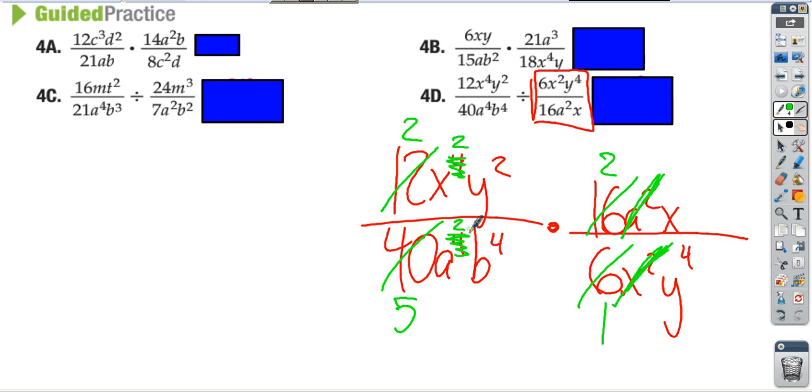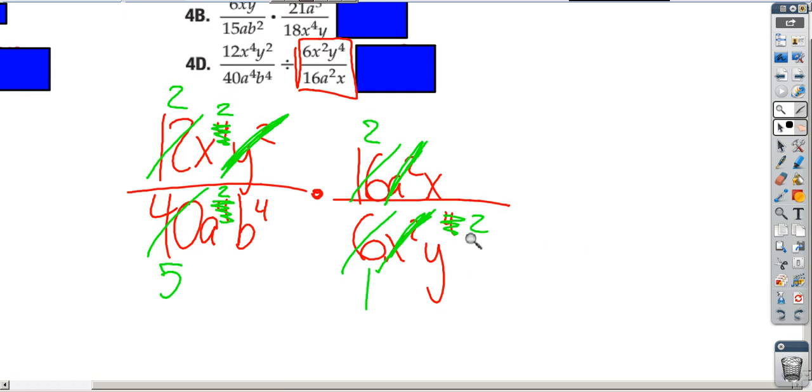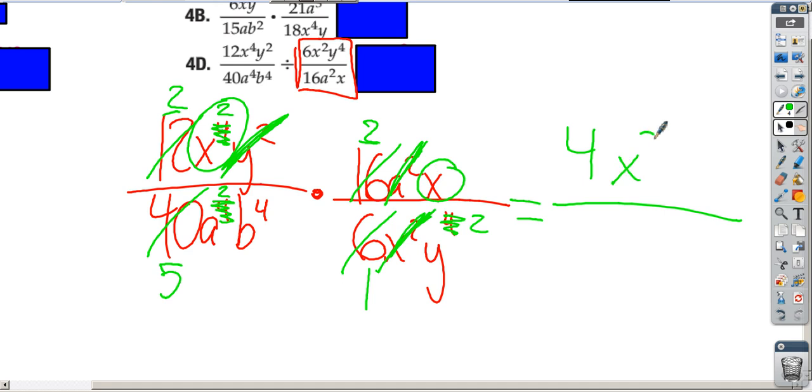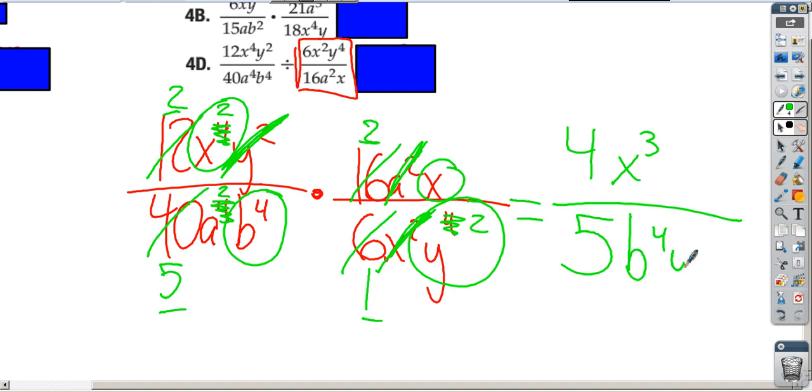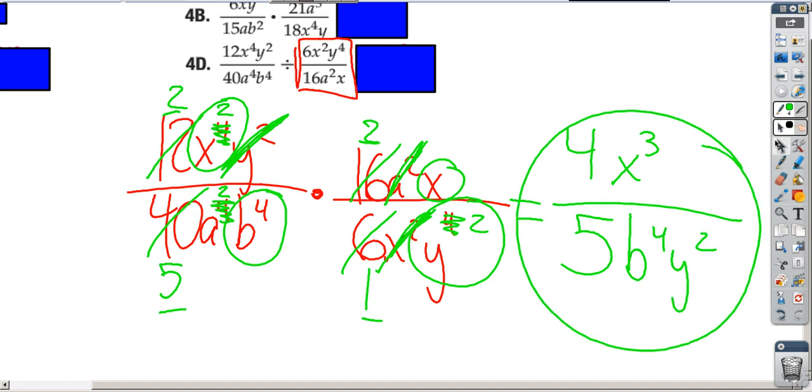Let's see if there's anything else we can cancel here. So there's no b's to cancel. There is a y though. 2 y's cancel there, and 2 out of those 4 cancel. And now we have to be careful when we start multiplying this together. So let's start with the numbers first. 2 times 2 would be 4. Then we have an x squared, and we have an x. X squared times x is x to the third. Okay, and on the bottom we have 5 times 1, that's just 5. We have b to the fourth times y squared, that's going to be b to the fourth y squared. And that's as simple as we can make it.